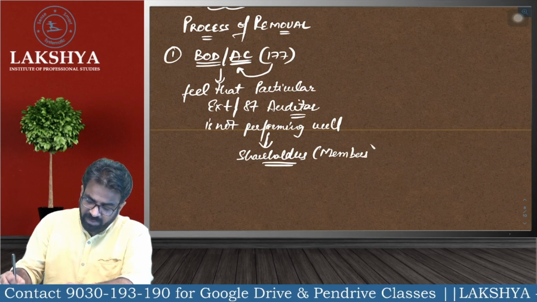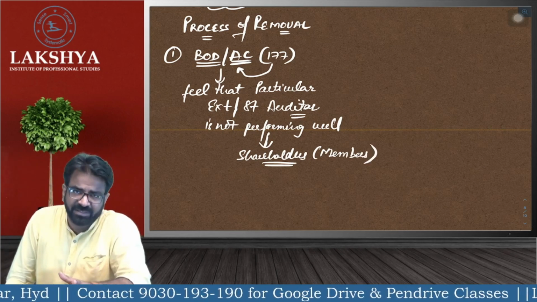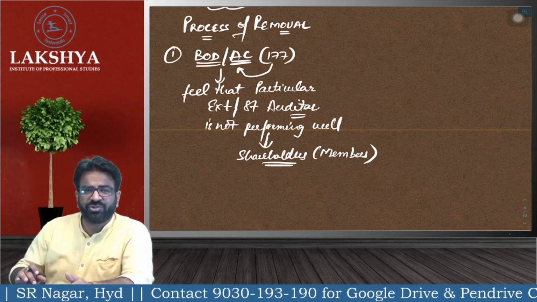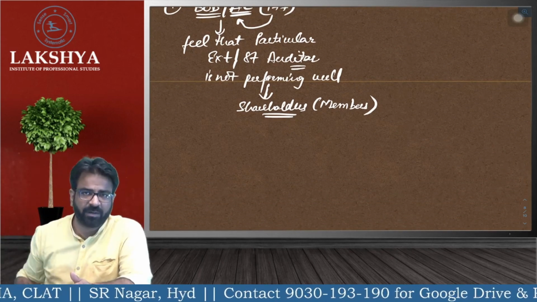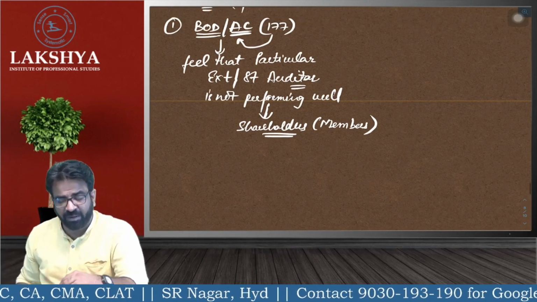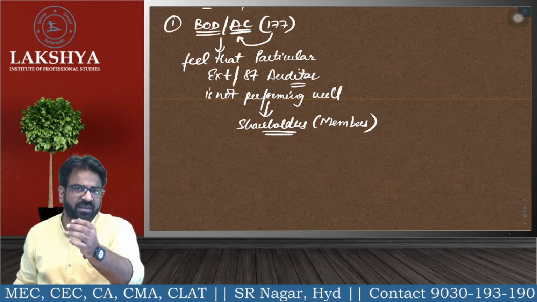What will they intimate? That our existing auditor is not performing well as per the standards, is not performing well as per the expectations of the company, so we should remove that auditor from being the existing auditor of the company and bring someone else. So they will inform, they will recommend that to the members. Sir, why will they recommend that to the members? Because members are not sitting in the company.